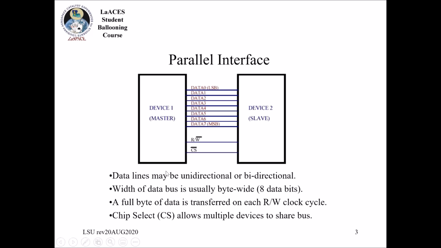So the data lines may be unidirectional or bidirectional. The width of data is usually 1 byte wide. That's another word you've probably heard often, a byte, versus the bits I've been talking about. A byte is 8 data bits. To go further, a data word is usually 2 bytes, or 16 bits. A full byte of data is transferred on each read or write clock cycle. Again, chip select allows multiple devices to share a bus.